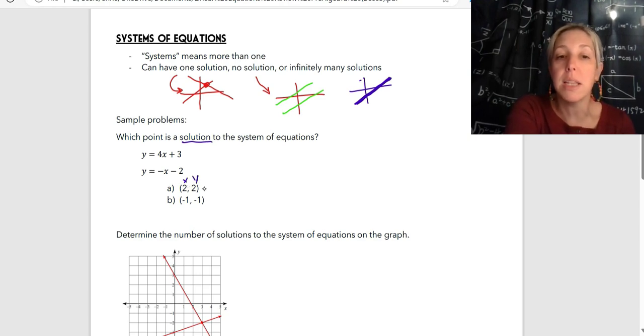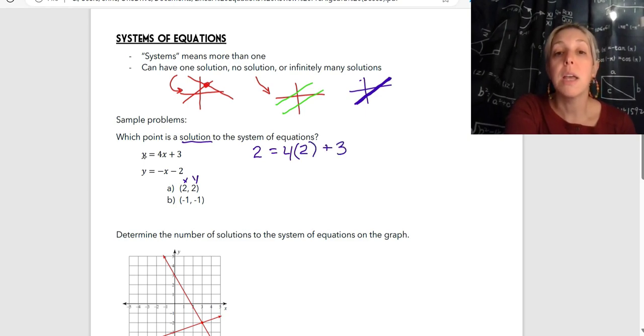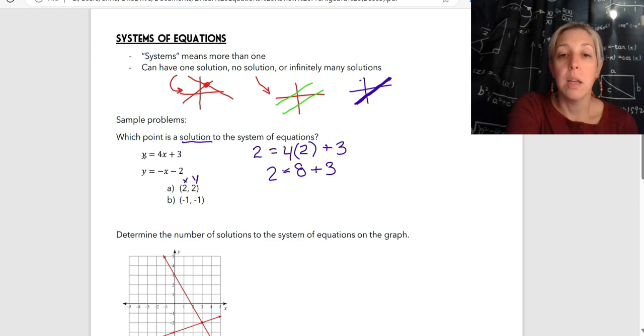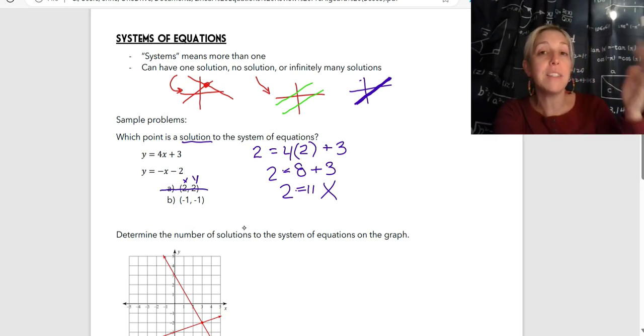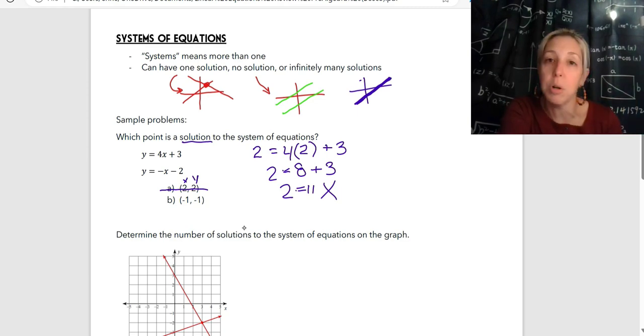So I'm just going to plug these into each equation. My first equation, y equals 4x plus 3. Y was 2. The 4 stays the 4. The x was also 2. And then I've got plus 3. So I'm going to see if this is true. 4 times 2 is 8 plus 3. 8 plus 3 is 11. 2 does not equal 11. So that tells me right away that A does not work. If it doesn't work in the first equation, it's not going to work in the second.